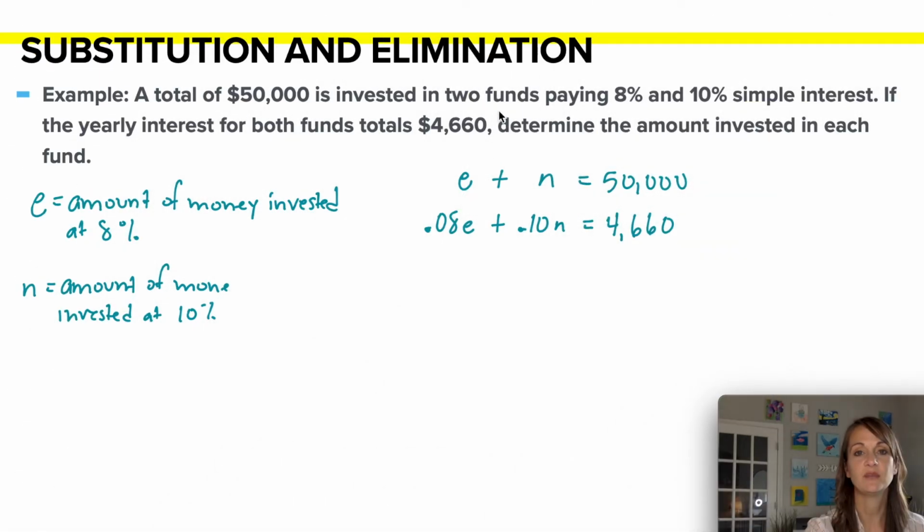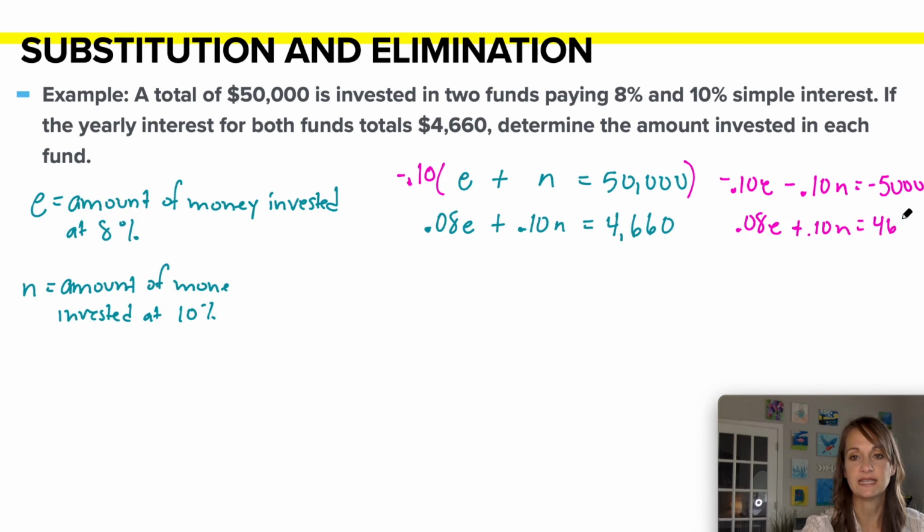This equation, I'm going to do it through elimination, and I'm going to multiply the top equation by a negative 0.10 so that I can cancel the n's. So I'll get negative 0.10 e minus 0.10 n equals negative 5,000. And on the bottom I'll have 0.08 e plus 0.10 n equals 4660.